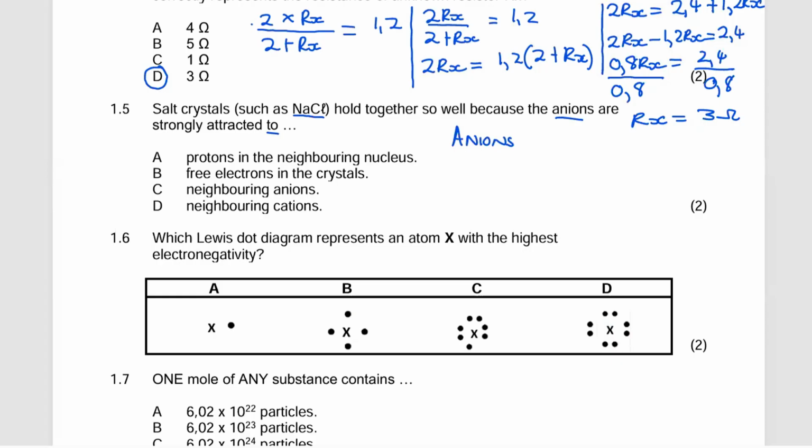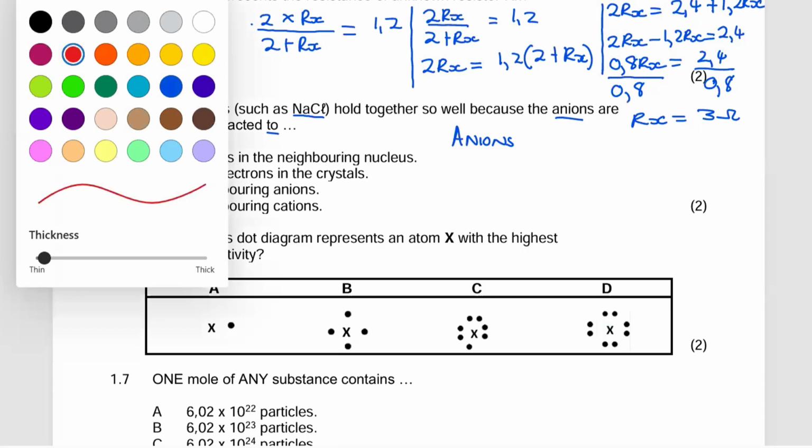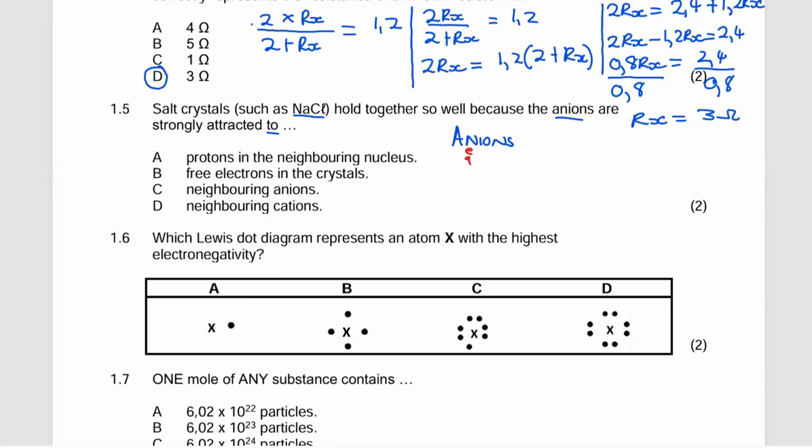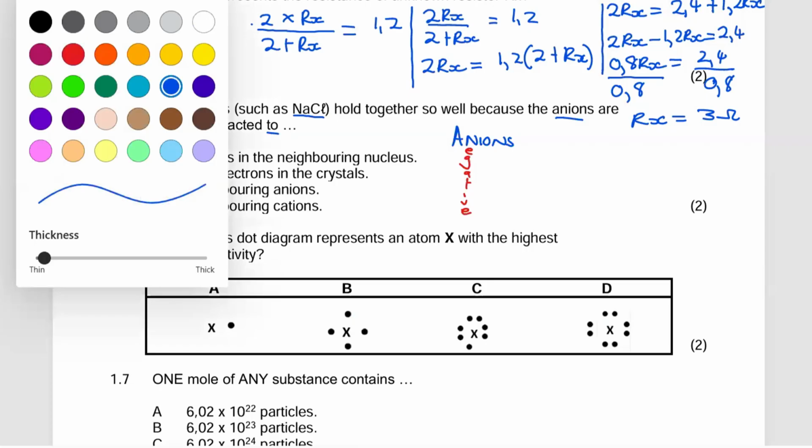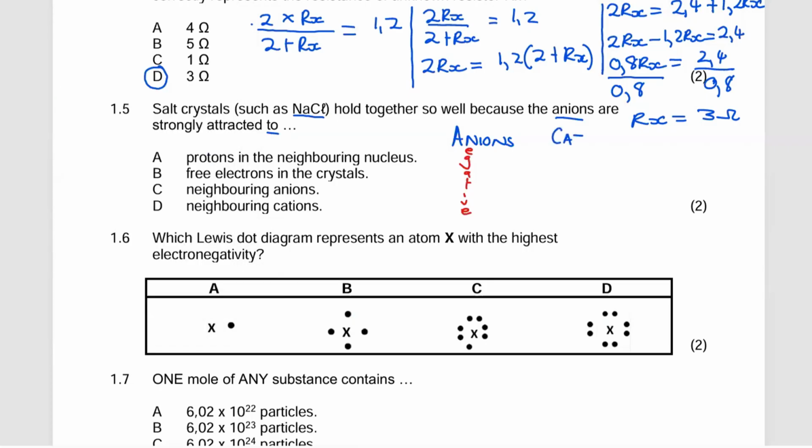It means here the N, take note, just to easily remember, consider your N there to represent the negative part, right? Negative. So remember, the anions are negatively charged. Then if we were to look at the cations, CAT, the T there is going to represent our positive, right? So T there for positive. So we now know our cations are positively charged.